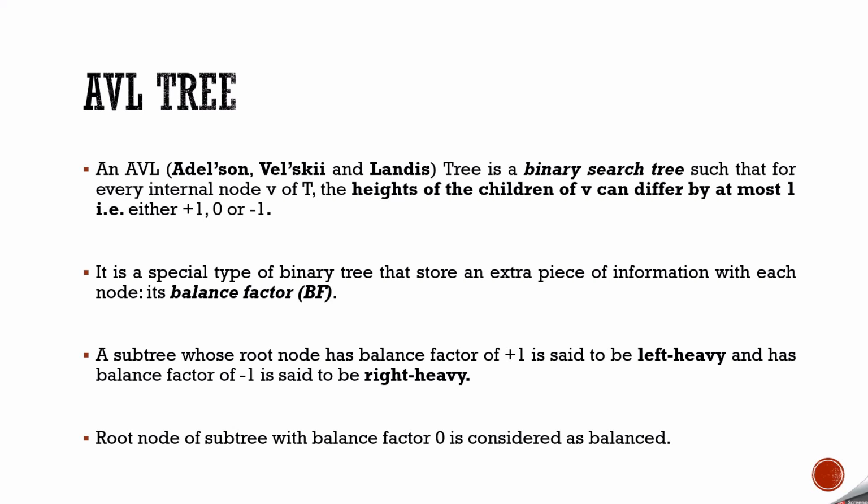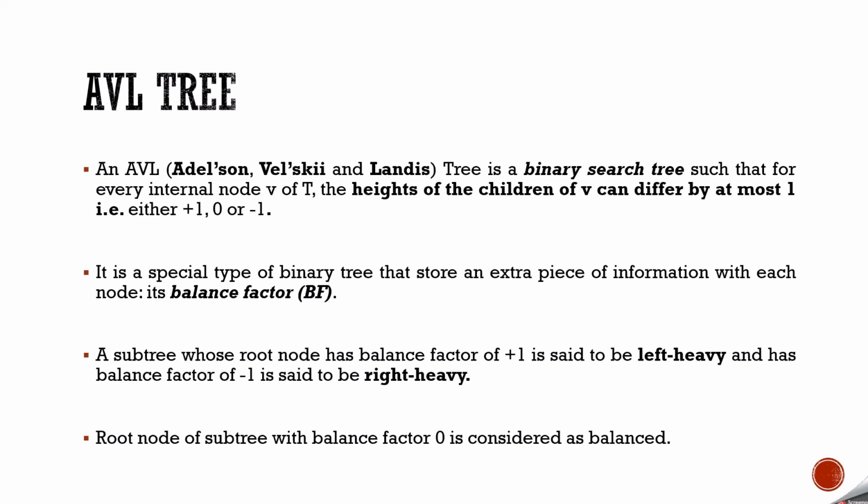If the value of the balancing factor for any node is +1, 0 or -1, then we'll say this is a balanced tree. If it crosses that, that means if the balancing factor of a node is +2 or -2, then in this case we are going to say that the tree is not a balanced tree.